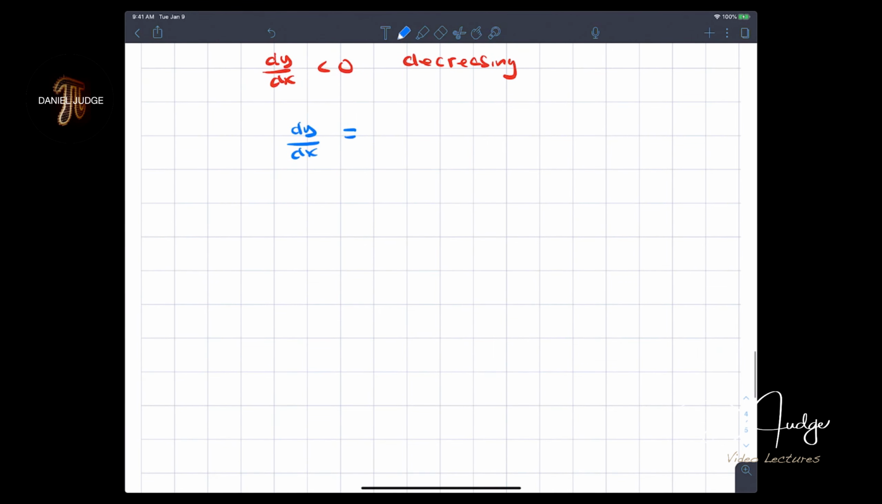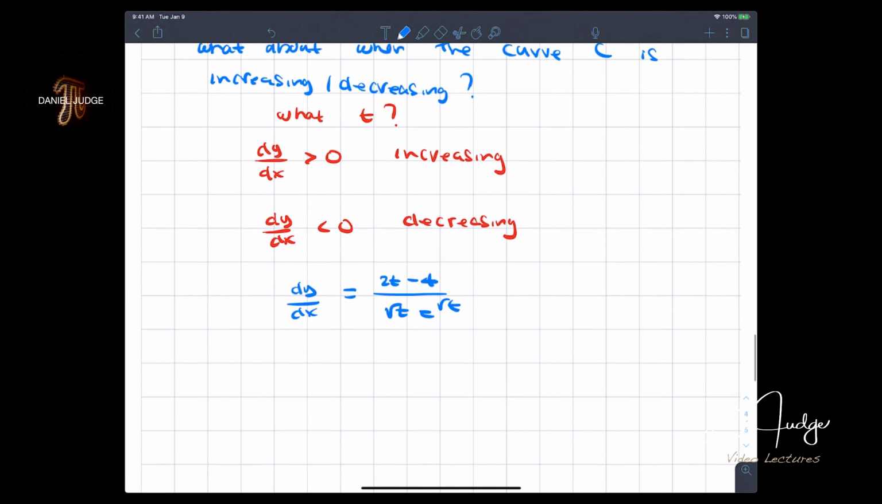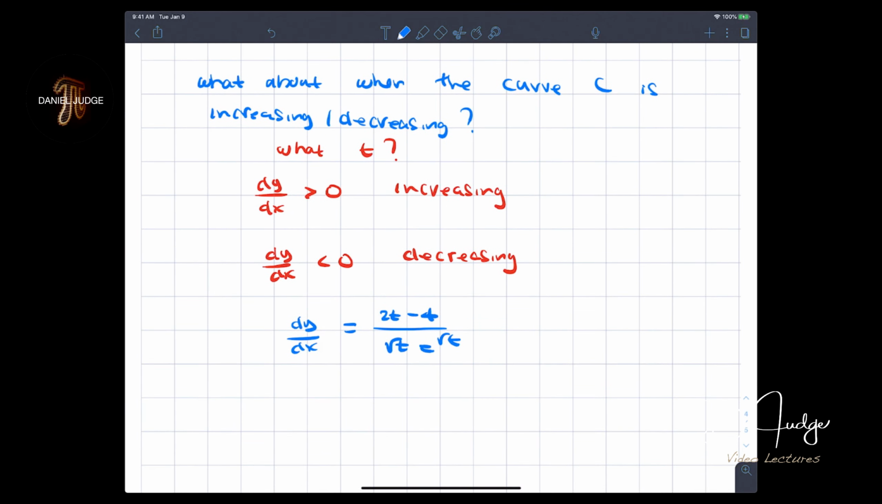All right. 2t minus 4, over the square root of t, e to the square root of t. So if we're going to find, ladies and gentlemen, the intervals of increasing, decreasing, really they're looking for the values of t for which you have increasing, decreasing. Because this here, remember, is a formula in terms of t, right? So increasing, decreasing. If you guys remember, it's sign analysis on that first derivative.